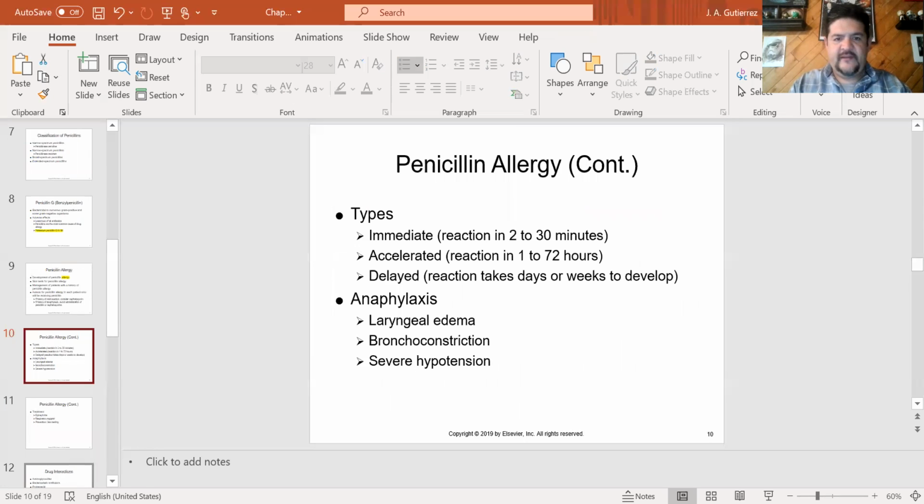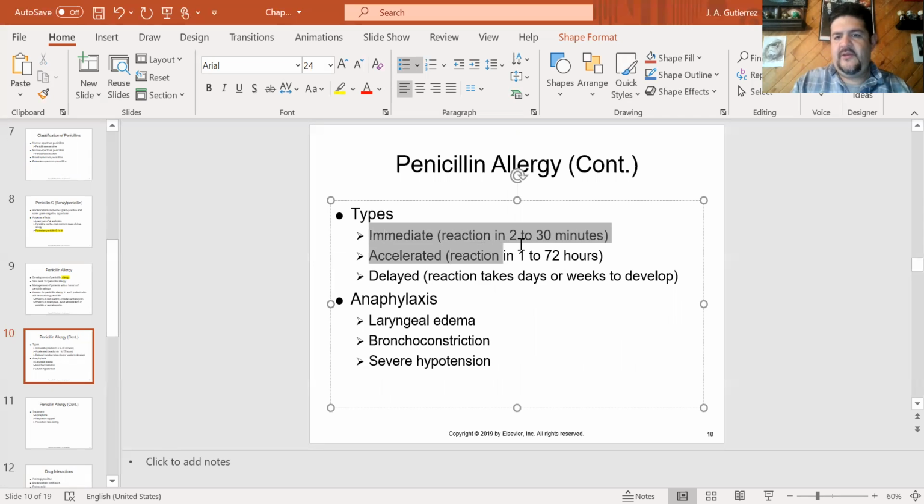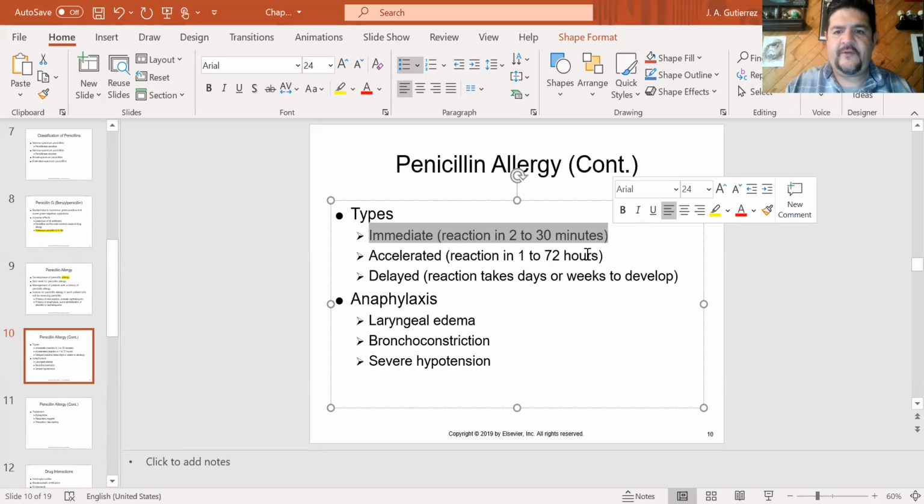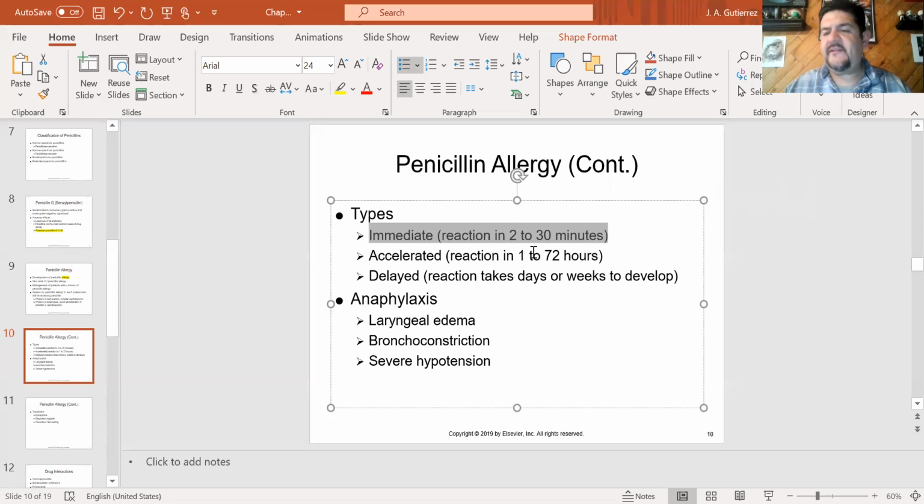Again, the treatment is the EpiPen. Regarding penicillin allergies, we have an immediate reaction, which is 2 minutes to 30 minutes. Accelerated reaction, 1 hour to 72 hours, or delayed, which may take days or weeks. So every time you administer penicillin or any antibiotic, the patient has to be in observation for the first 20 minutes at least.